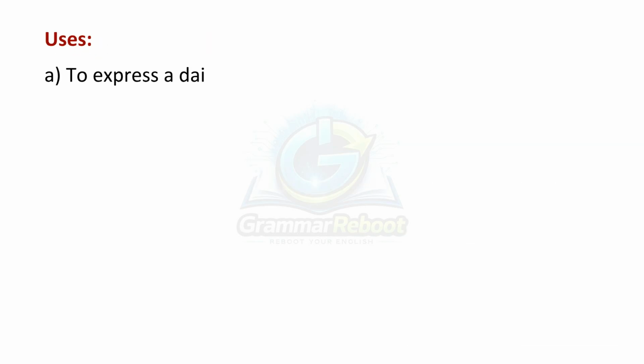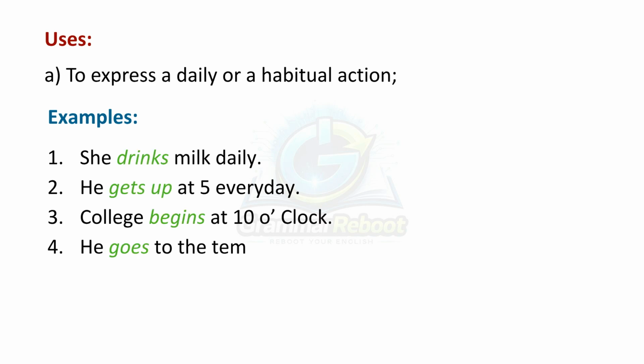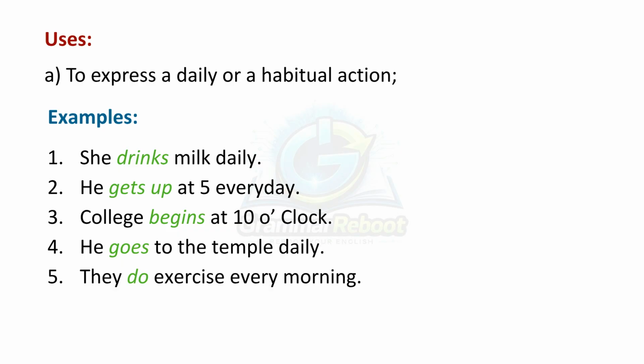Uses. Now let's understand the first use of the simple present tense. We use it to express a daily or a habitual action. Habitual action means something we do regularly, every day, every week, or usually. Let's look at some examples. She drinks milk daily. This shows her daily habit. He gets up at 5 every day. Getting up at 5 is his regular routine.